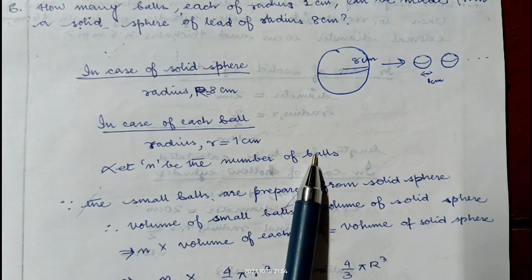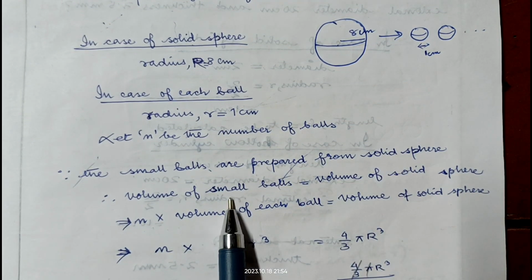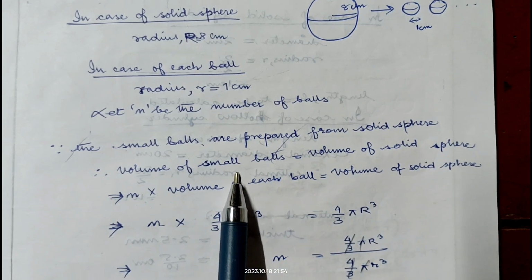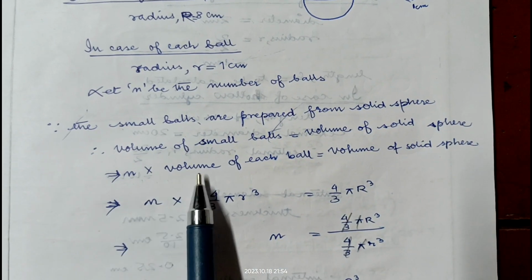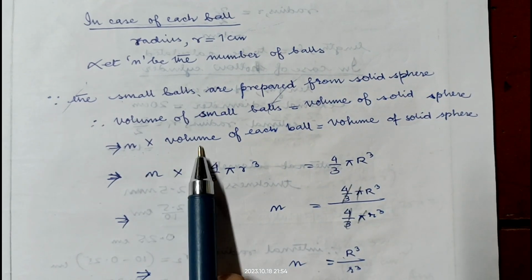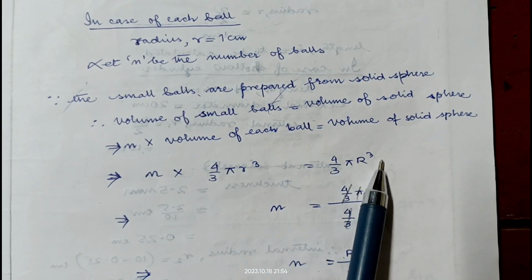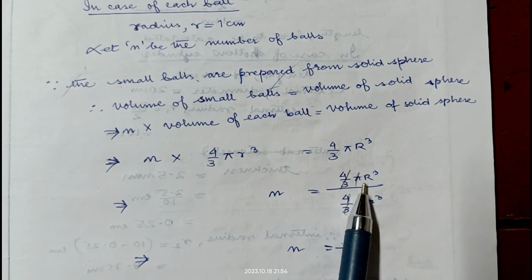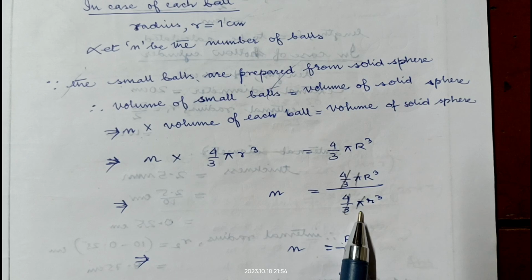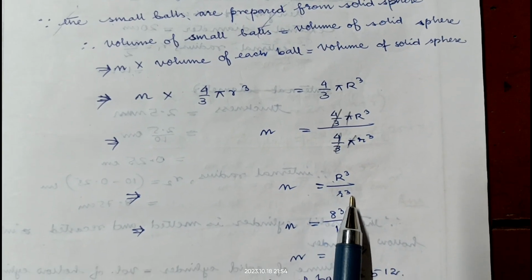Suppose there are n number of balls. Since the smaller balls are obtained by melting the bigger sphere, so we can write volume of small balls equal to volume of solid sphere. Now there are n number of balls, so n into volume of each ball equal to volume of the solid sphere. So n into volume of smaller ball, 4 by 3 pi r cube, equals 4 by 3 pi capital R cube. So n is 4 by 3 pi capital R cube by 4 by 3 pi small r cube. 4 by 3 pi can be cancelled. So we are left with n equals capital R cube by small r cube.